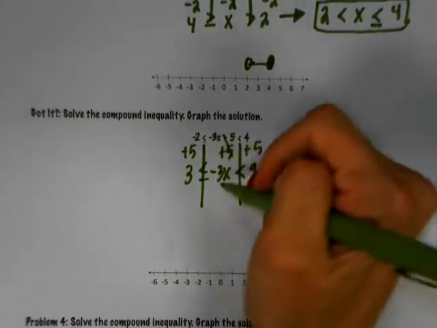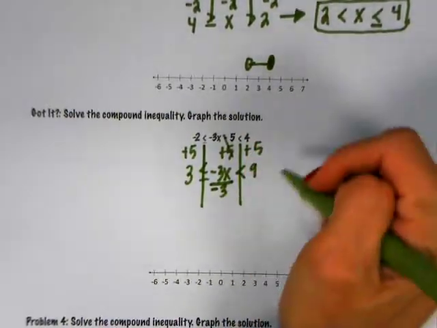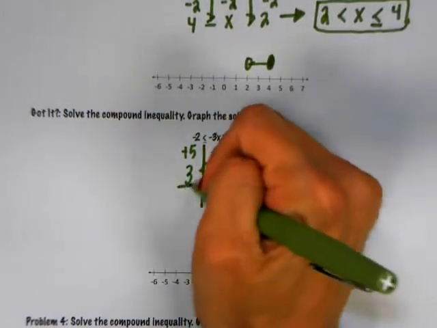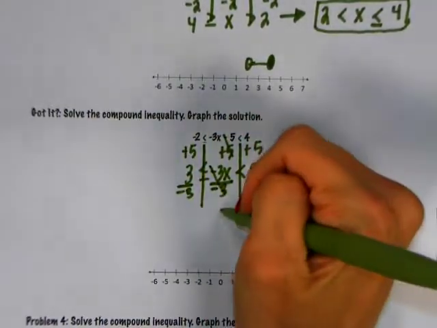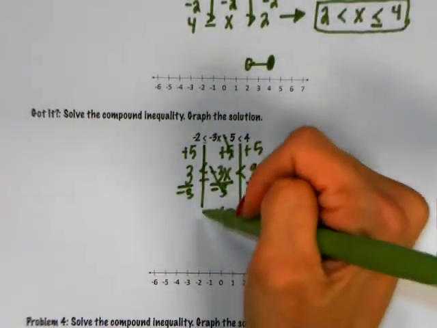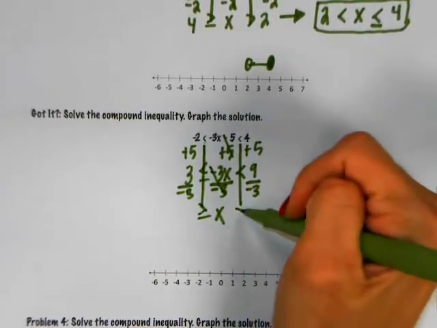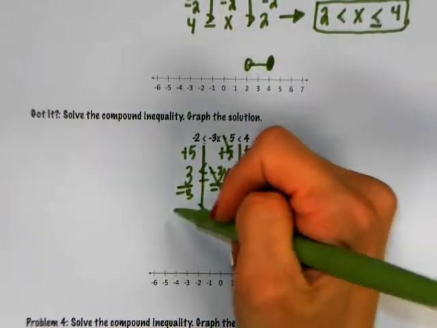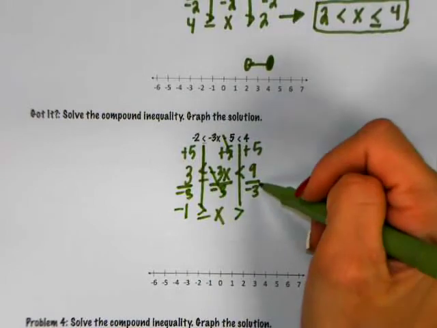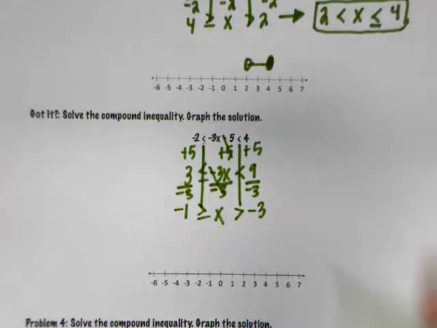Divide by negative 3. Yep, divide by negative 3. So since I'm dividing by negative, what do I have to do? Switch all the signs. So that's going to turn to this and this. That's going to be a negative 1. That's going to be a negative 3.